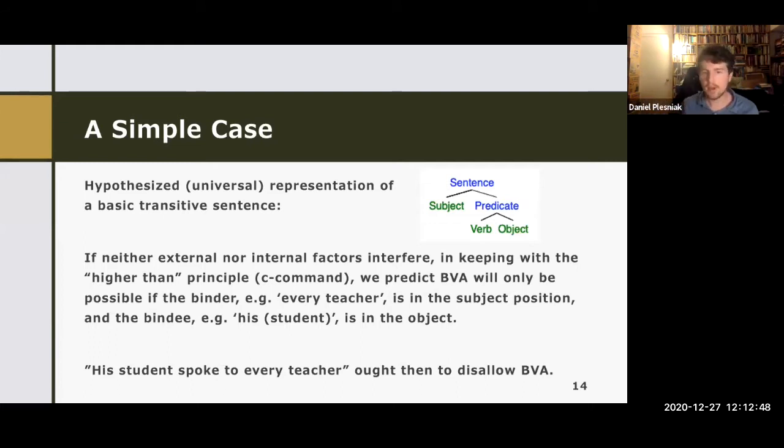On the other hand, if we have the reverse, his student spoke to every teacher, now every teacher is down in the object, his student is up in the subject. There's not this special higher-than relationship between every teacher and his. And so if structure is the only factor at play, BVA readings should be disallowed. His student spoke to every teacher should not be able to mean A's student spoke to A, B's student spoke to B, C's student spoke to C. And for many people, it can't. But on the other hand, for many people, myself included, it can.